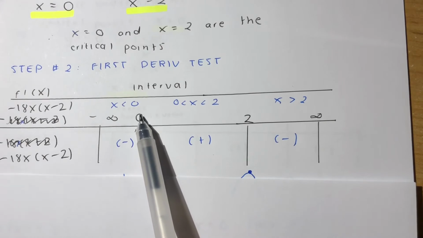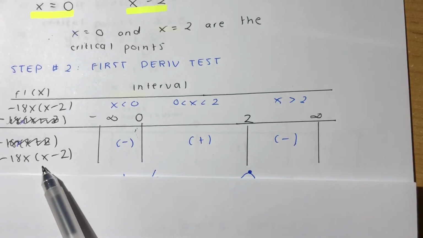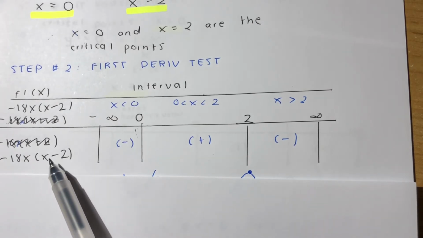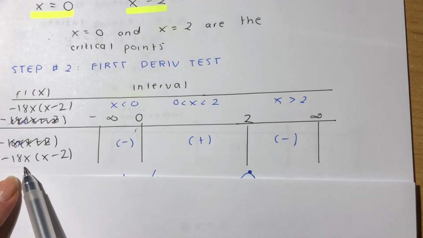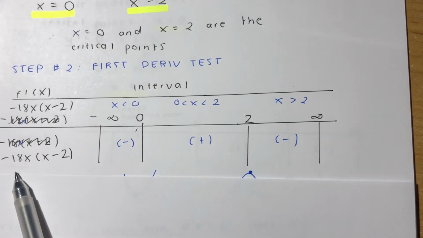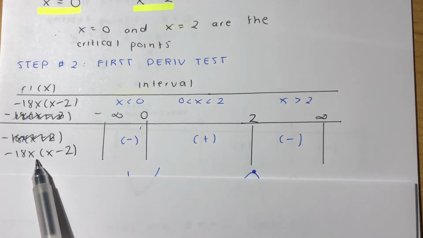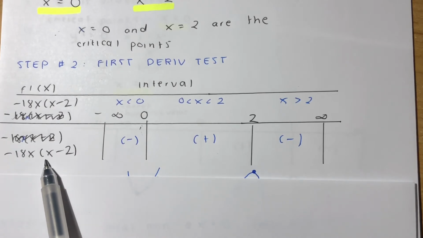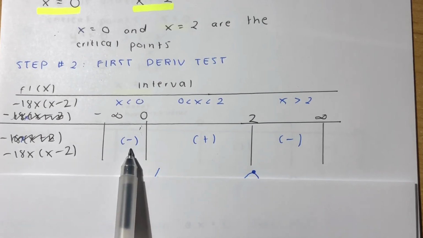If we put in any number less than 0 here, let's say we put in a -1, for example. If we put in a -1 for the value of x in f prime of x, we would then result in a negative number. Negative 18 times -1 is positive 18. Positive 18 times -1 minus 2 would give us a negative number.